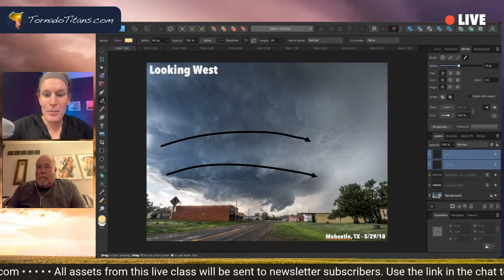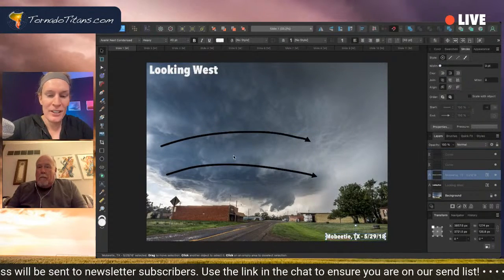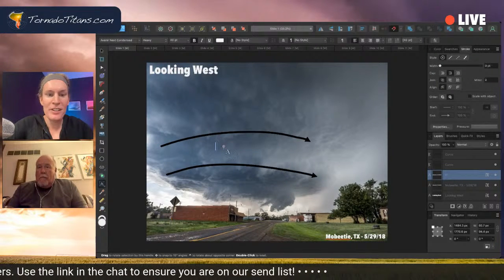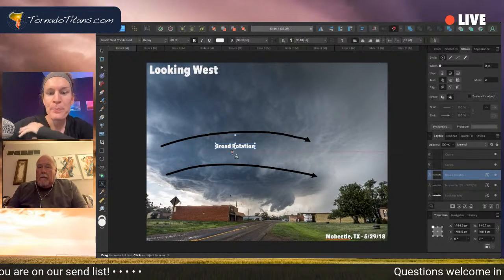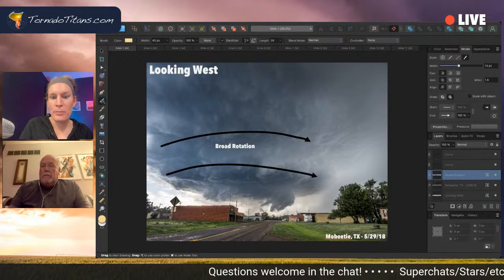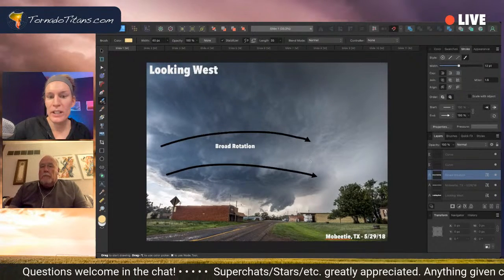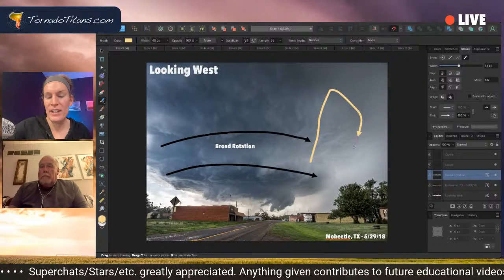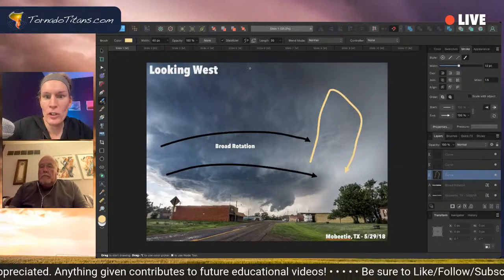So here, let me label this. Gene is absolutely right about that. I'm going to move this up here, and I set this up on purpose. Broad rotation in the updraft is one thing you'll see. Something else I want to point out actually on this is something you'll see a lot when there is really good wind shear, when there is really good instability, is you have this area right here, the edge of the updraft and the edge of the downdraft, and that is known as the vault.